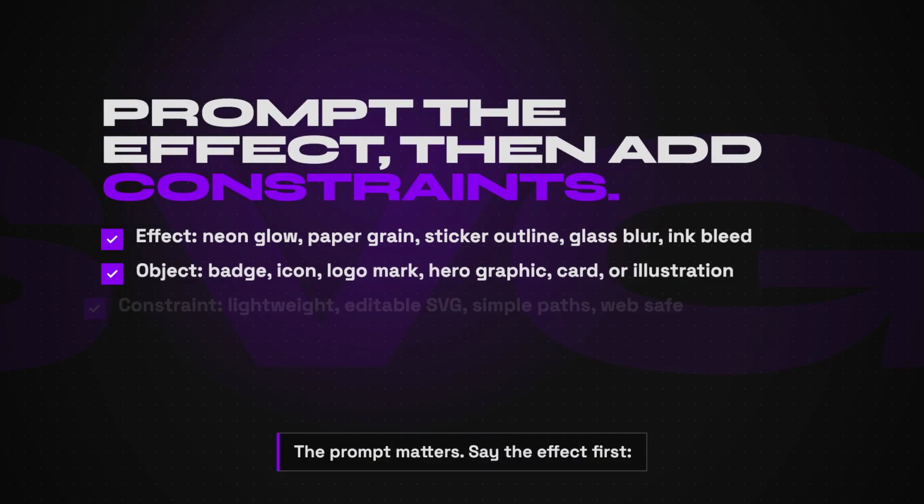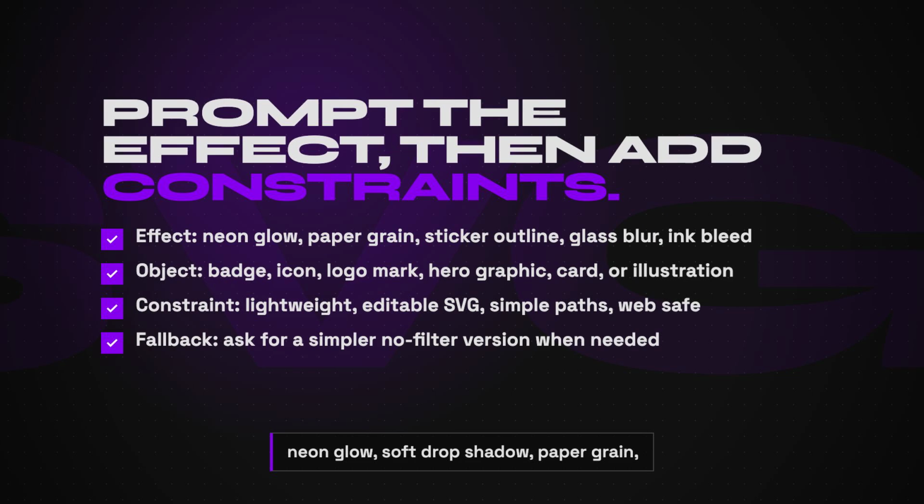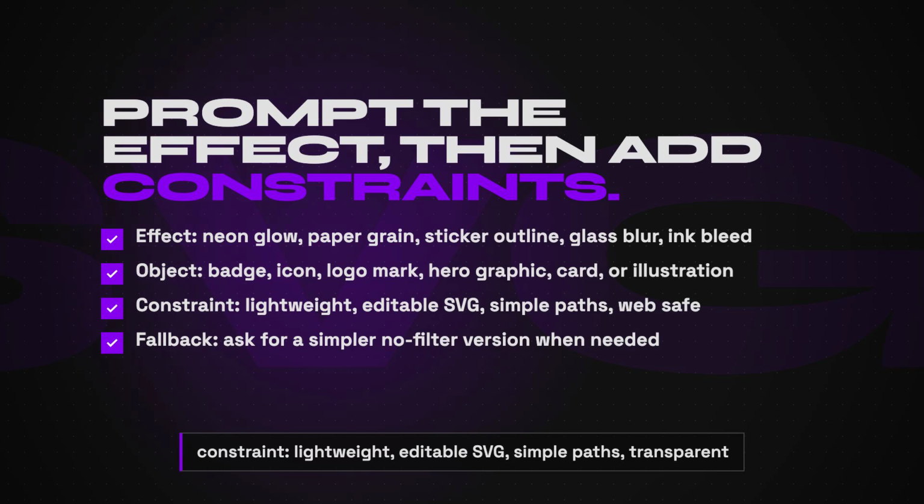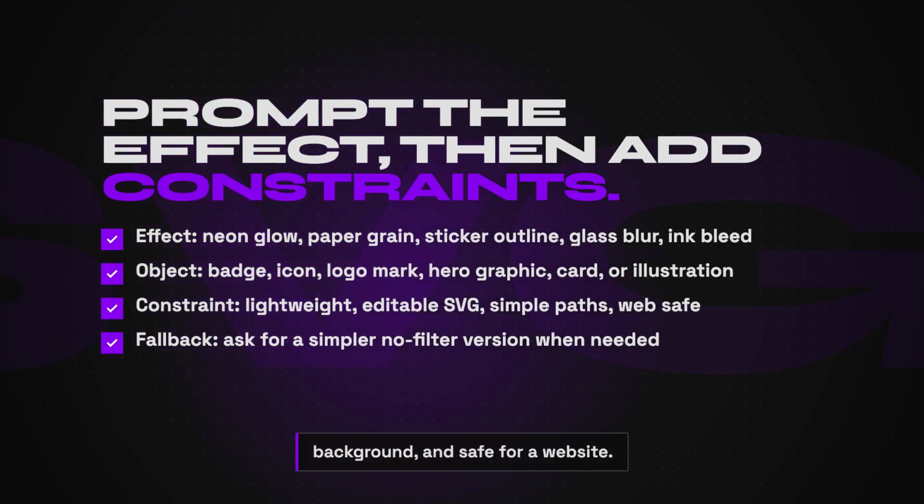The prompt matters. Say the effect first. Neon glow, soft drop shadow, paper grain, sticker outline, glass blur, ink bleed, duotone poster, or embossed edge. Then, say the constraint: lightweight, editable SVG, simple paths, transparent background, and safe for a website.